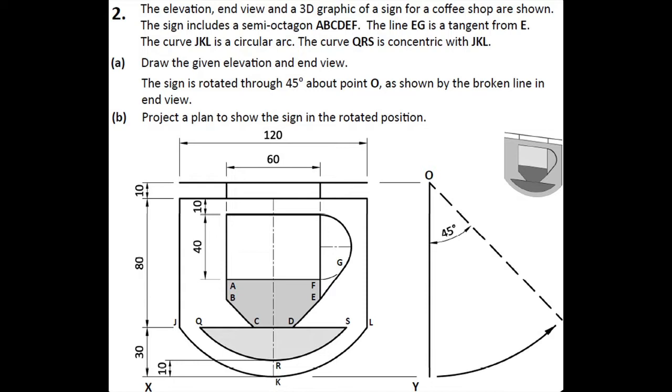The line EG is a tangent from E. The curve JKL is a circular arc. The curve QRS is concentric with JKL. Draw the given elevation and end view. The sign is rotated at 45 degrees through point O as shown by the broken line. Project the plan.